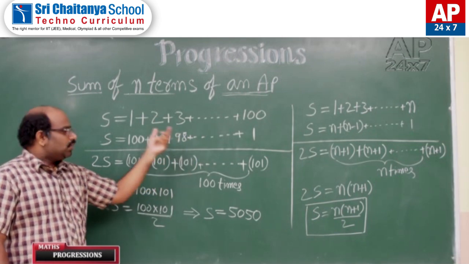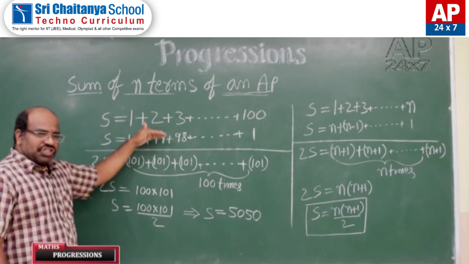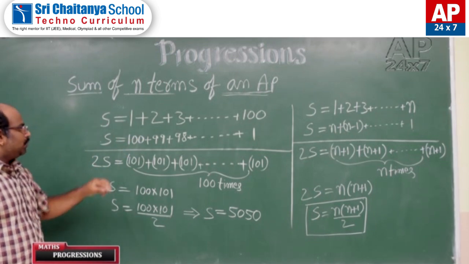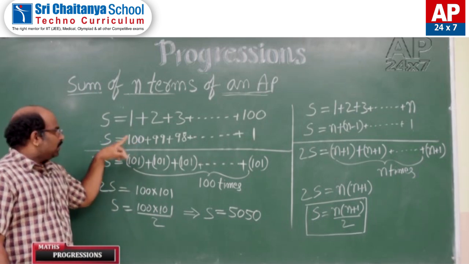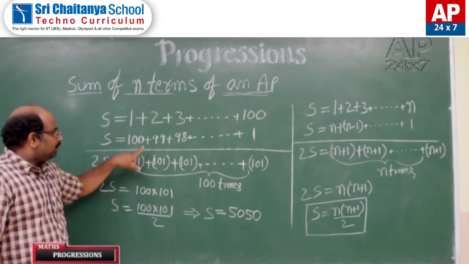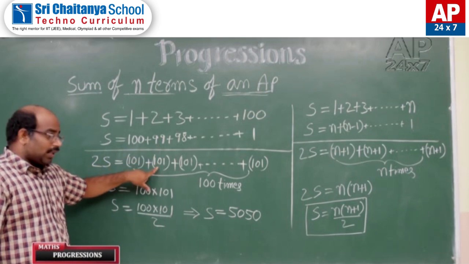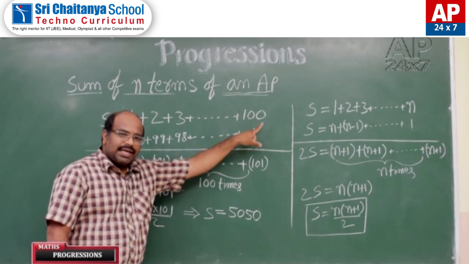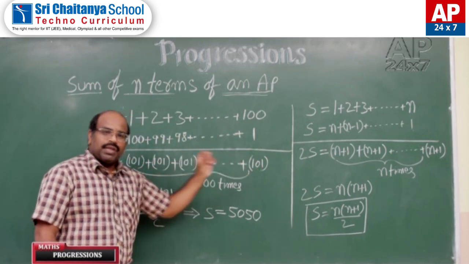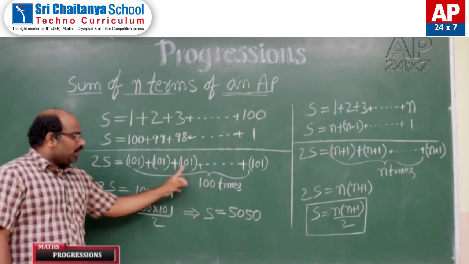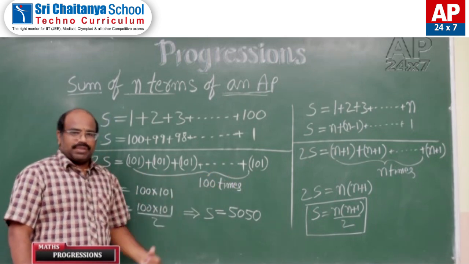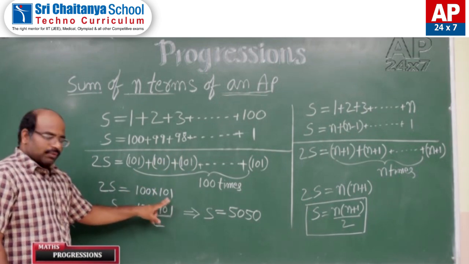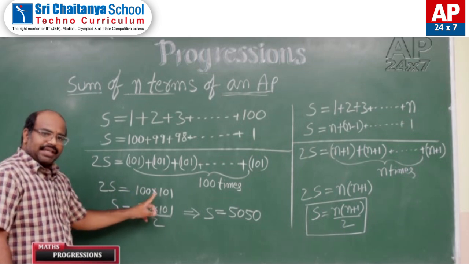This sum is also S. He added these two equations, S plus S is 2S, which is equal to, adding term by term, 1 plus 100 is 101, 2 plus 99 is 101, 3 plus 98 is 101, and so on, 100 plus 1 is 101 again. Here we are adding this 101, 100 times. So, this can be written as 100 into 101. 2S is equal to 100 into 101.